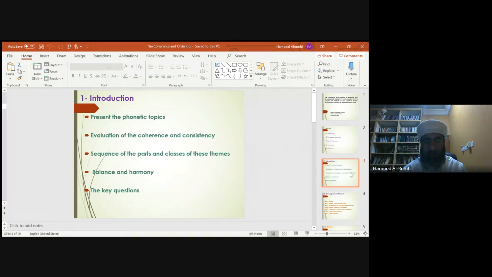This study seeks to shed light on the methodology of the classical Arabic grammatical treatises, particularly Sibawayh's book, with respect to the way they present the phonetic topics, as well as the evaluation of the coherence and consistency in each topic. This study examines the degree of balance and harmony of these phonetic topics presentation.